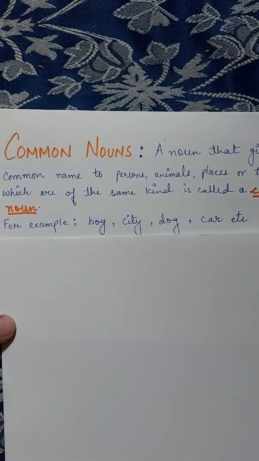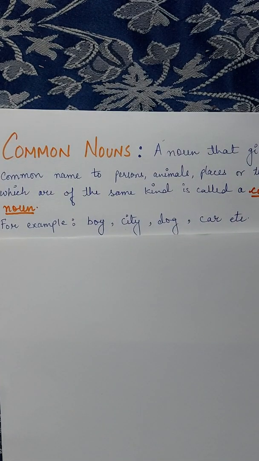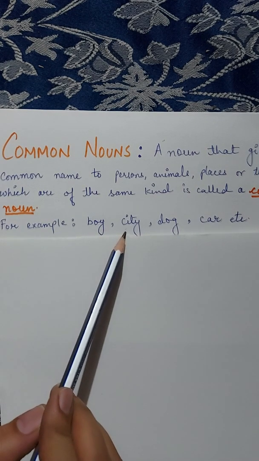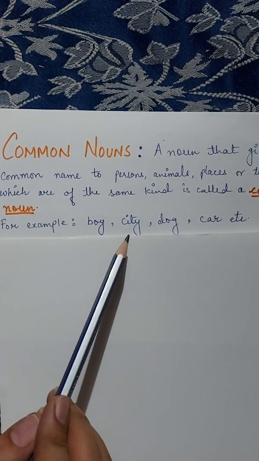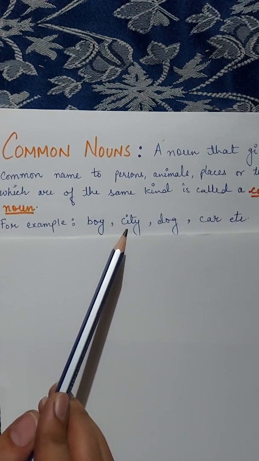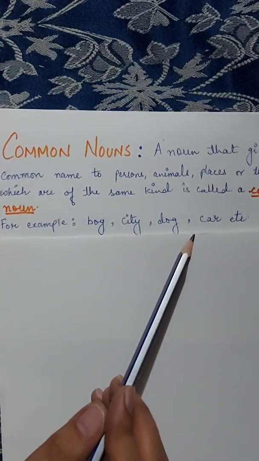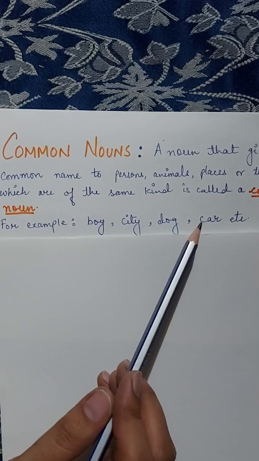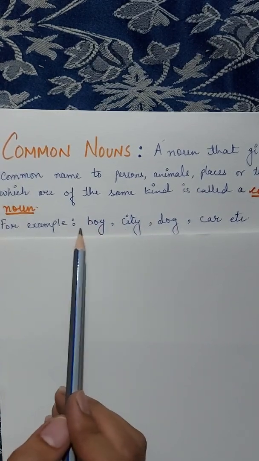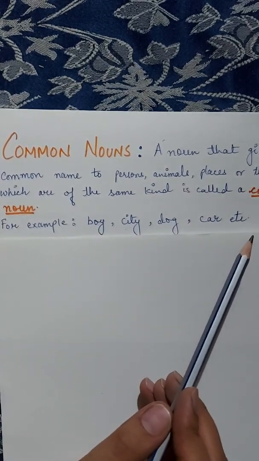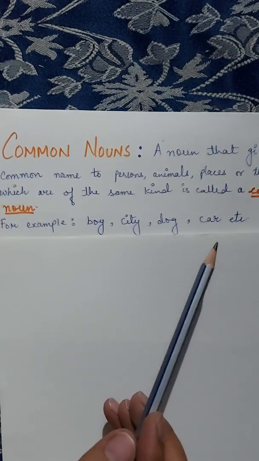All of them are what? They all are common nouns. Now, boy is a common noun. Why? Because it can be any boy without being a specific name. Similarly, city can be any city without being a specific name. Similarly, car also is a common noun because we can use it for any car. So all these are what? They all are examples of common nouns.